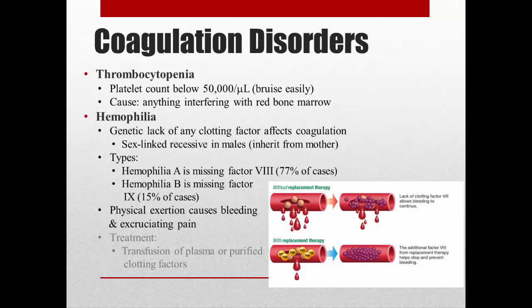The treatment for it is going to be transfusions of plasma or purified clotting factors. Factor 8 now is produced by transgenic bacteria, and therefore you get clotting, as it shows here. When you get replacement therapy, you get lots of blood clotting, and therefore blood clots or coagulation happens just fine.